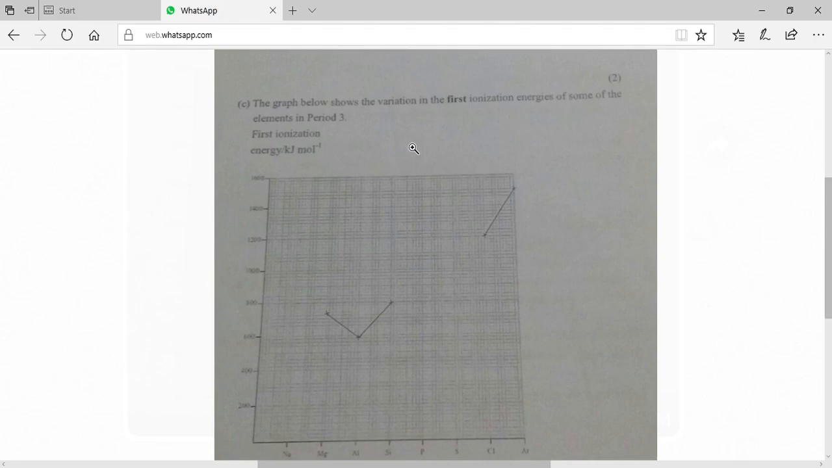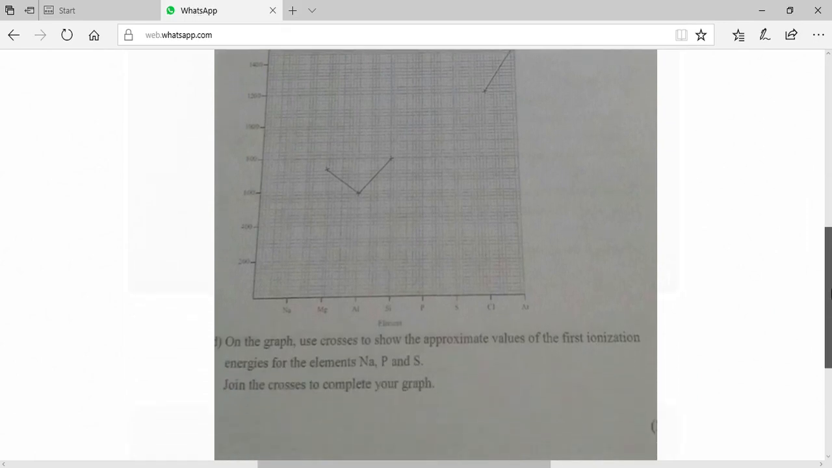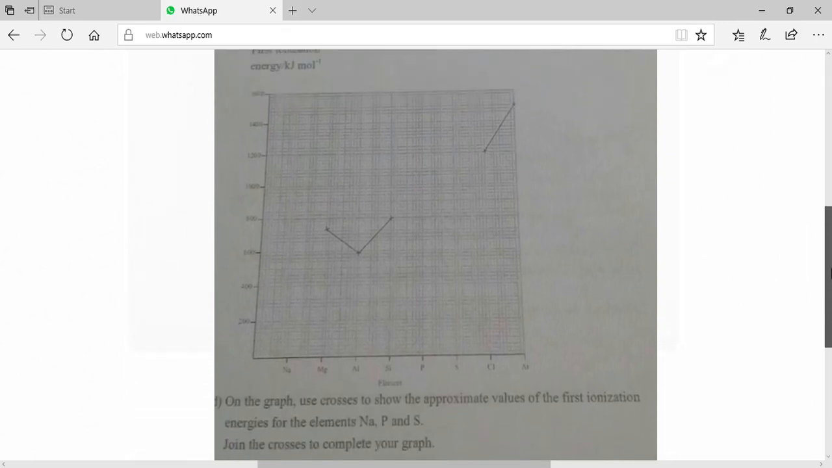Yes. So here, the graph below shows the variation in the first ionization energy of some of the elements in period 3. First ionization energy in kilojoule per mole. Yes, that's right. On the graph, use crosses to show the approximate value of first ionization energy.